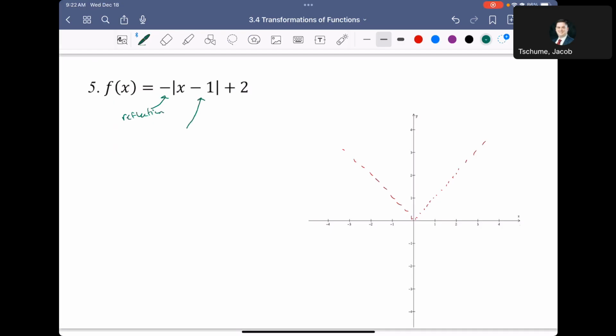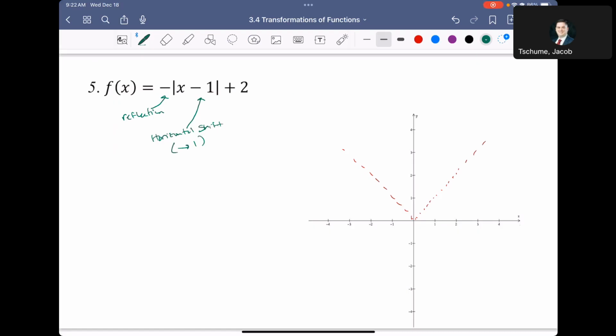Then you have this -1 inside the absolute value. This is what we call a horizontal shift. Now remember, with horizontals, that's the tricky ones. It goes backwards. So we'll be shifting this graph to the right 1 unit.